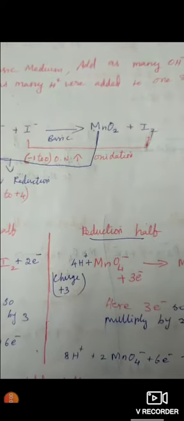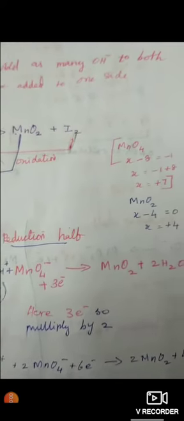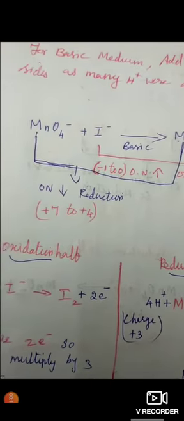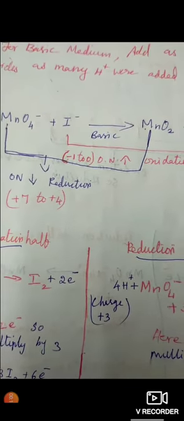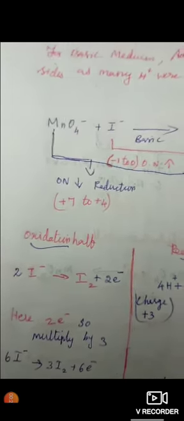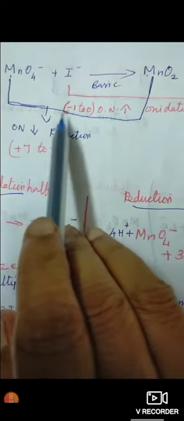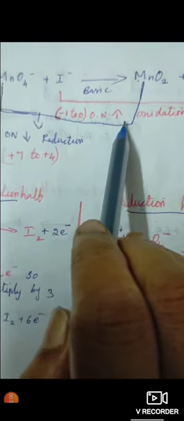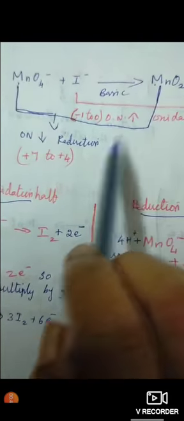Next, for the basic medium, add as many OH minus to both sides as many hydrogen ions were added on one side. So however many hydrogen ions we added, that many OH minus ions we have to add on both sides. Here the example given is MnO4 minus plus I minus gives MnO2 plus I2. So here MnO4 is reduced to MnO2.